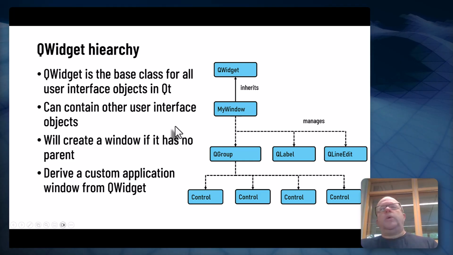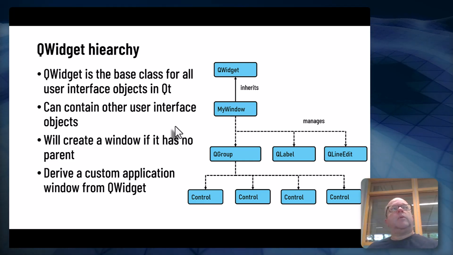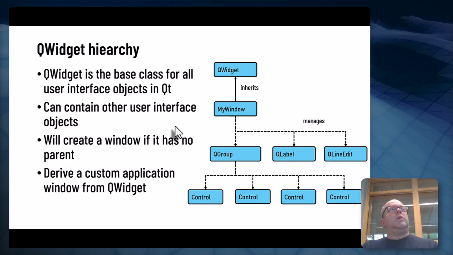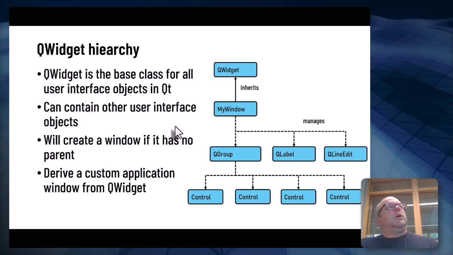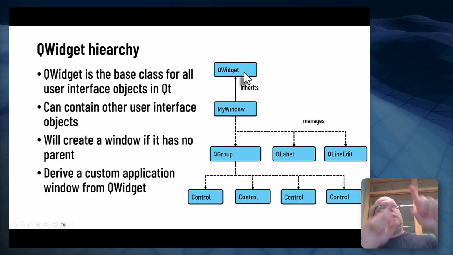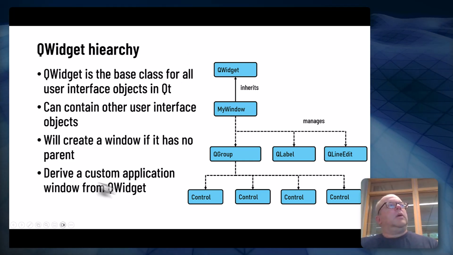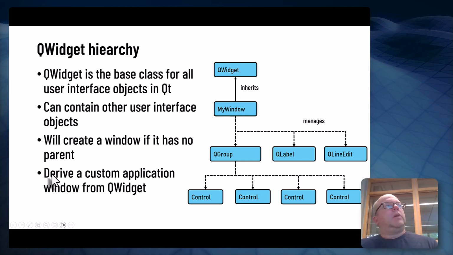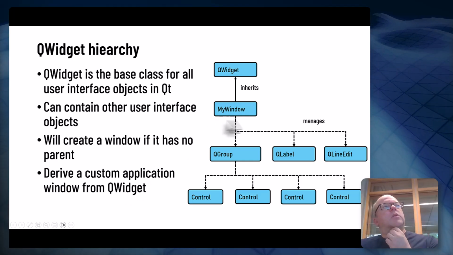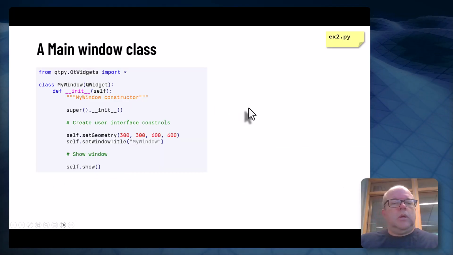And all QWidgets can also own multiple controls. So you can have multiple widgets in a window. If you don't have any parent for a widget, it will create a window for you. The usual design pattern is that you derive a custom application window from QWidget. So this is this one here, and this is how it can look.